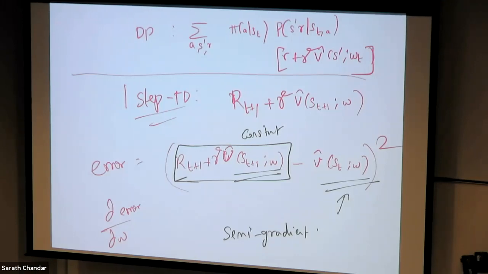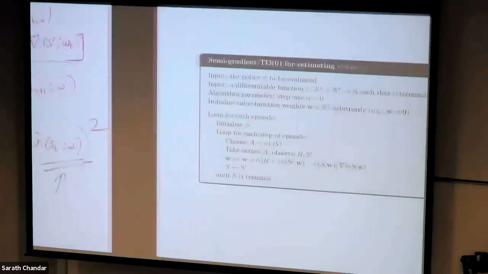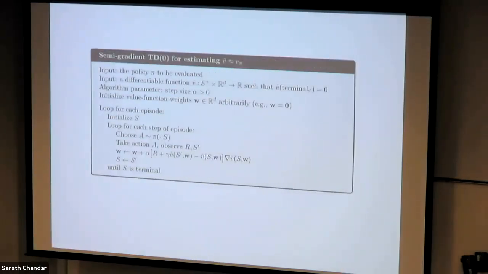Now, let us see an example of the semi-gradient approach. So here you have semi-gradient TD, one-step TD, okay? This is going to look very similar to gradient Monte Carlo, except for one difference. The difference is that instead of waiting for G_t, you are essentially computing your target.